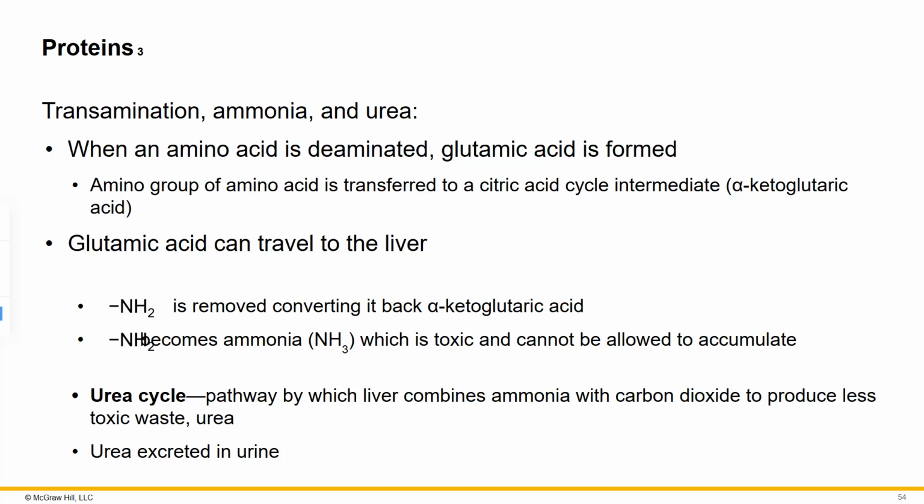Transamination, ammonia, and urea. So when an amino acid is deaminated, glutamic acid is formed. The amino group of the amino acid is transferred to the citric acid cycle intermediate. Glutamic acid can transfer to the liver. NH2 is removed, converting it back to alpha-ketoglutaric acid. NH2 then becomes NH3, which is toxic and can't be allowed to accumulate. So it enters into the urea cycle, the pathway by which the liver combines ammonia with carbon dioxide to produce the less toxic waste molecule urea, and urea is then excreted in the urine.